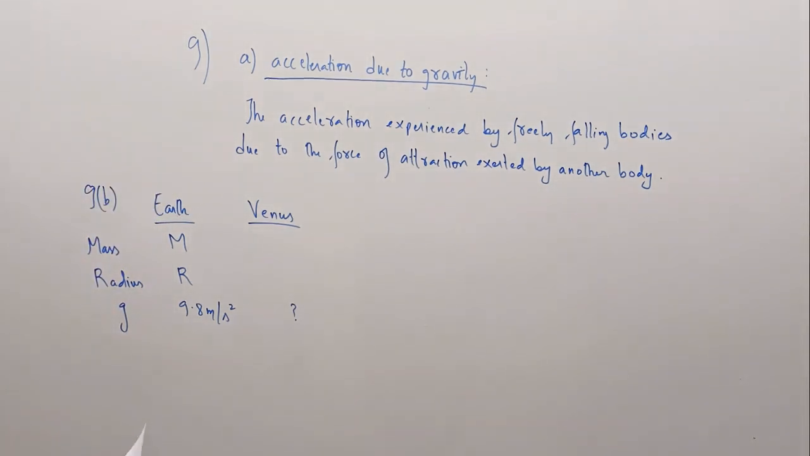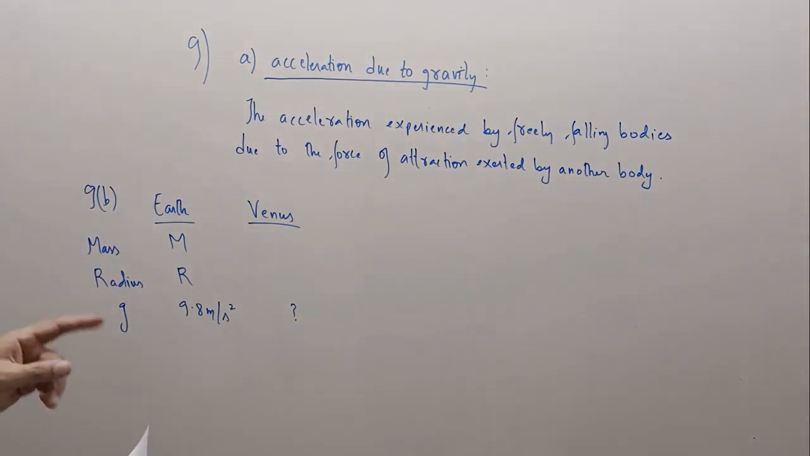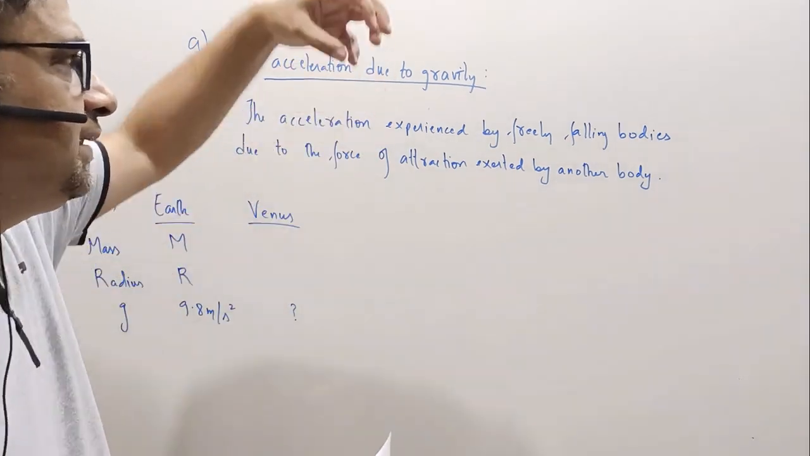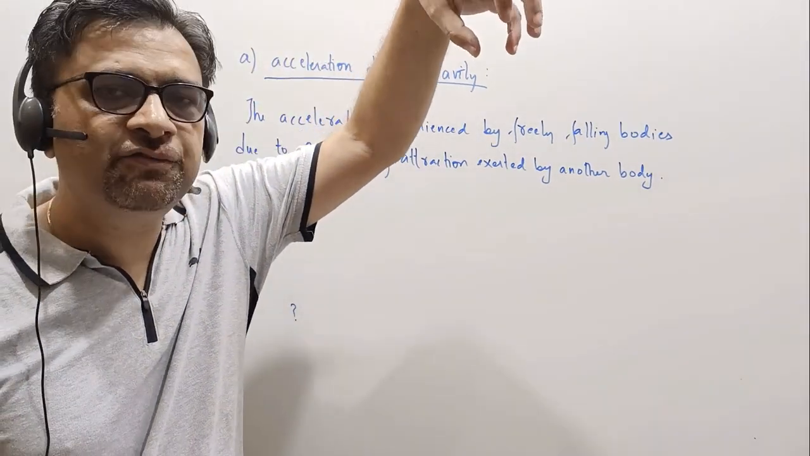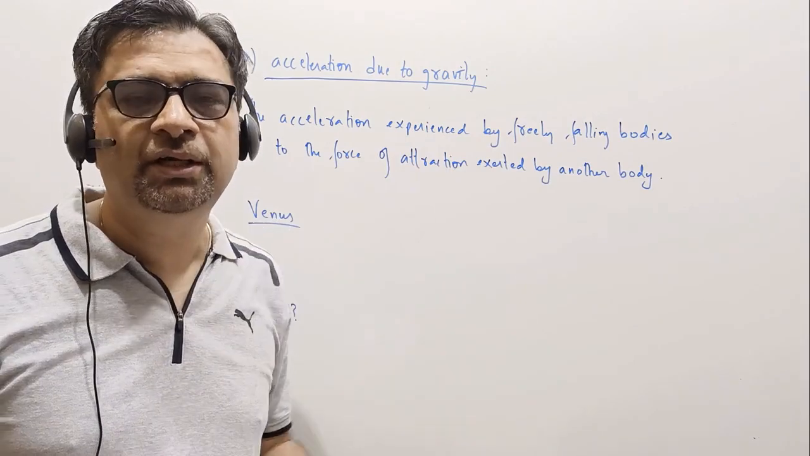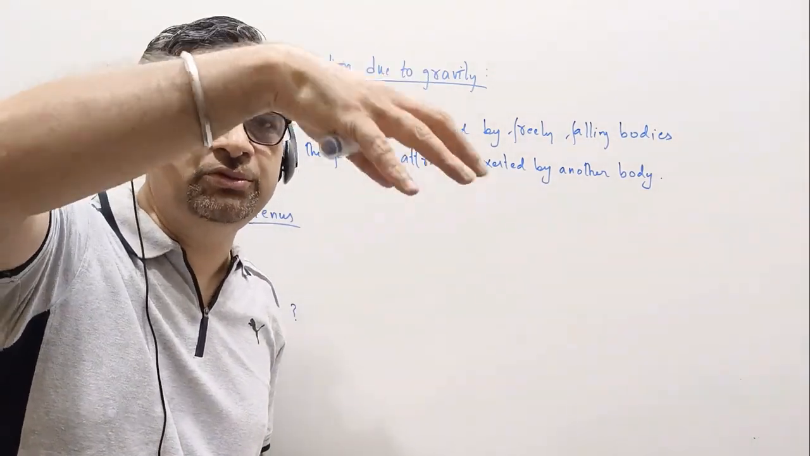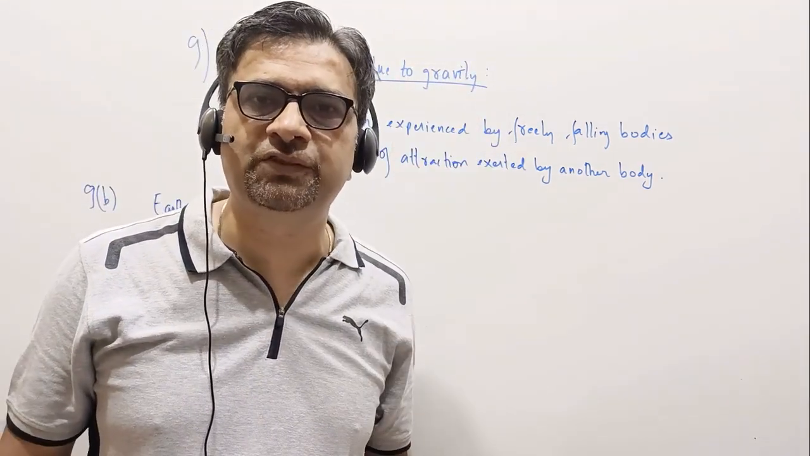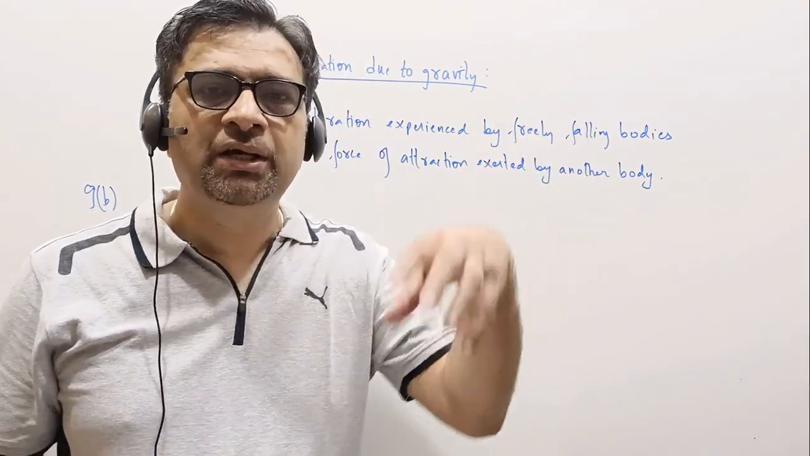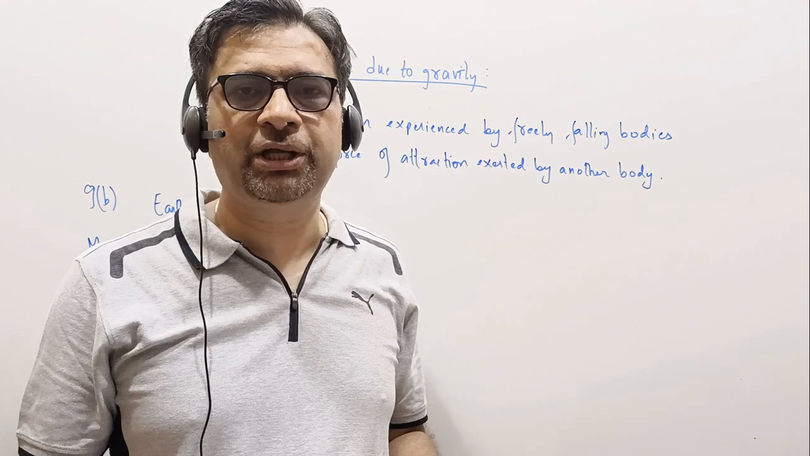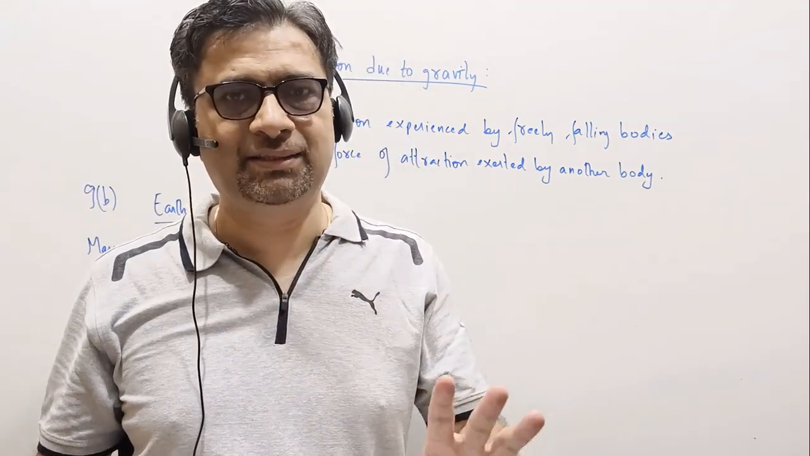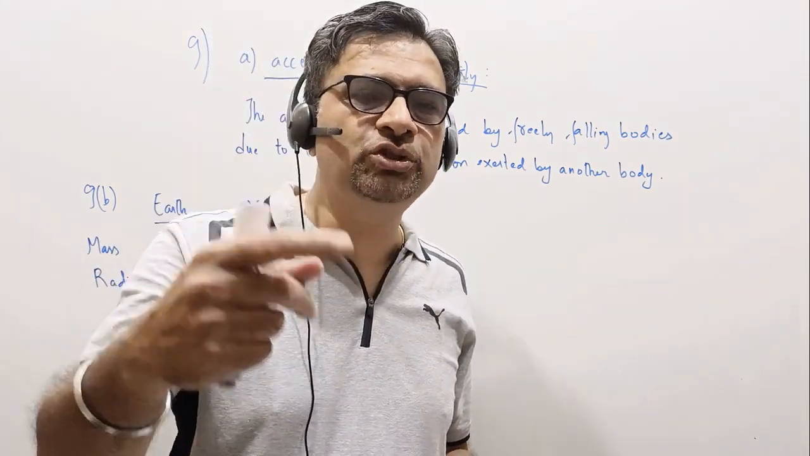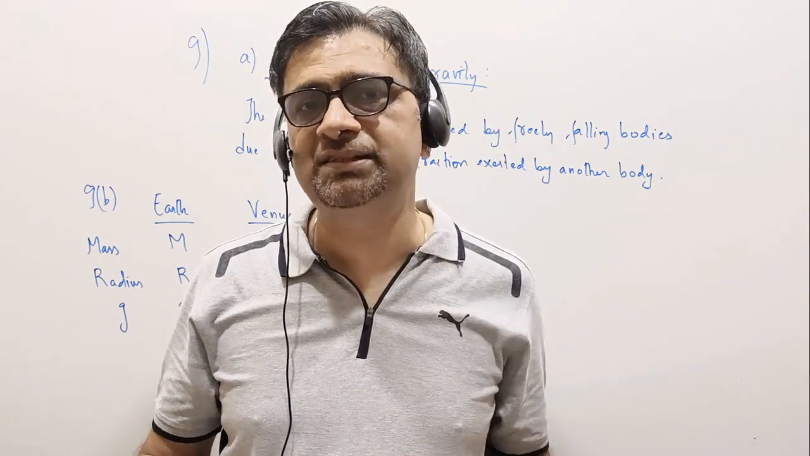The acceleration experienced by the freely falling bodies due to the force of attraction exerted by another body. If it is on Earth, then it's the acceleration experienced by a freely falling body towards the Earth. If it is the moon, it is the acceleration experienced by the body falling towards the surface of the moon. If it is on Mars, it is the acceleration experienced by the body falling towards Mars. That's it. So it's the acceleration experienced by freely falling bodies due to the force of attraction exerted by another body. That's acceleration due to gravity.